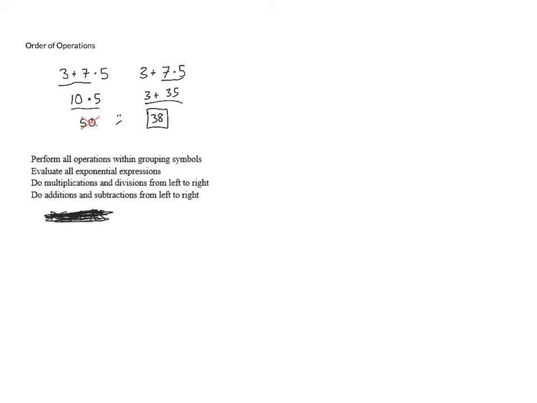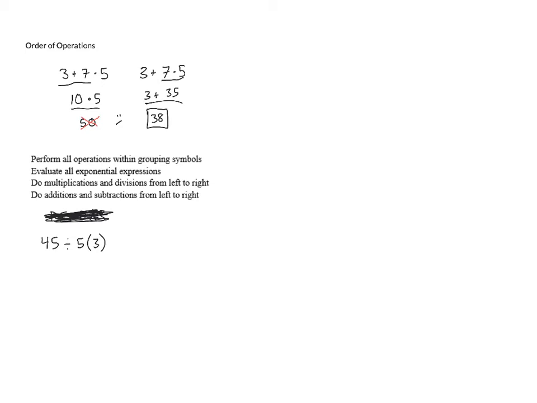So let's jump in to a few problems. Let's take a look at 45 divided by 5 times 3. Now we need to figure out where to start, and some students think we need to do this multiplication, 5 times 3, because we have to start with the grouping symbols. But that's actually not correct.